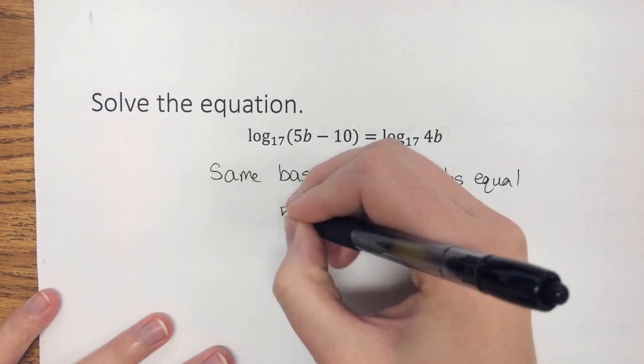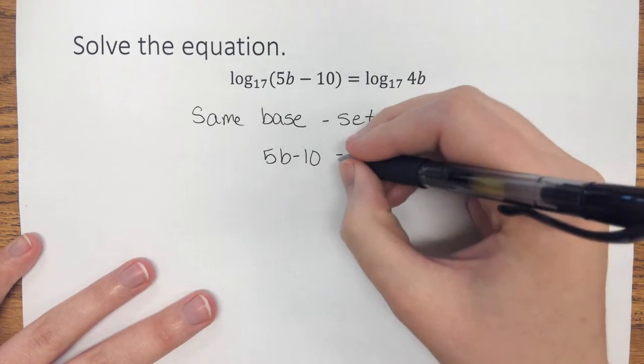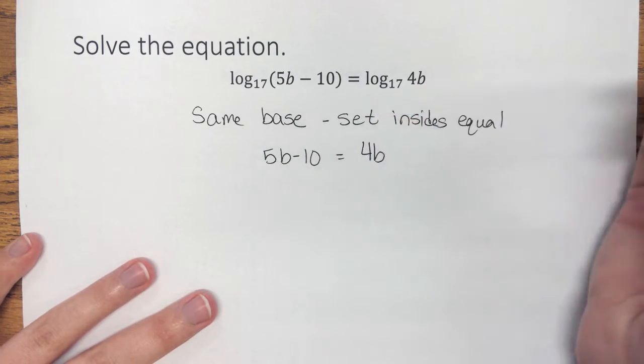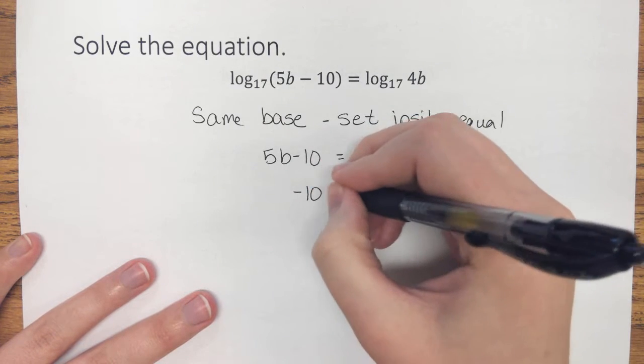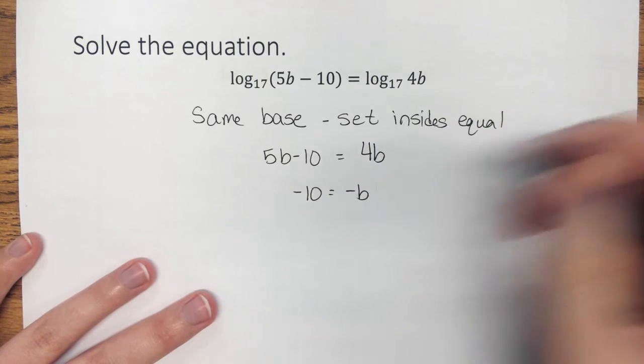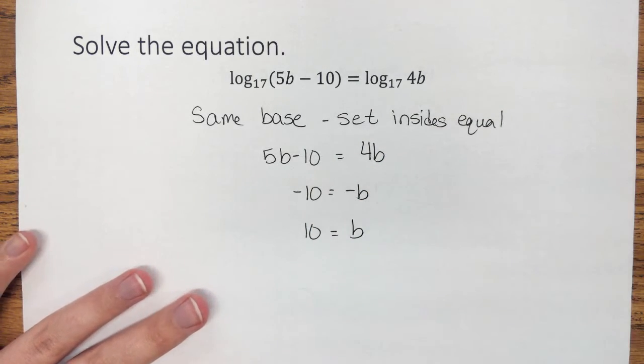So we have 5b minus 10 equals 4b. You guys probably know how to solve this. I'm going to subtract 5b from each side and divide by a negative 1. So you should get 10 for your answer.